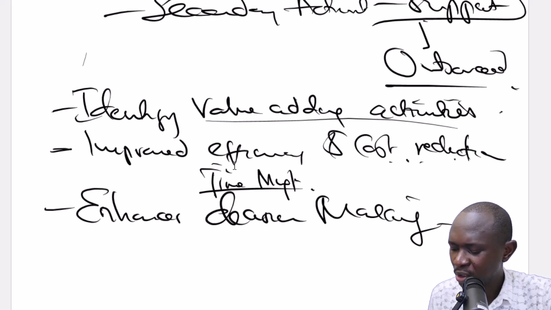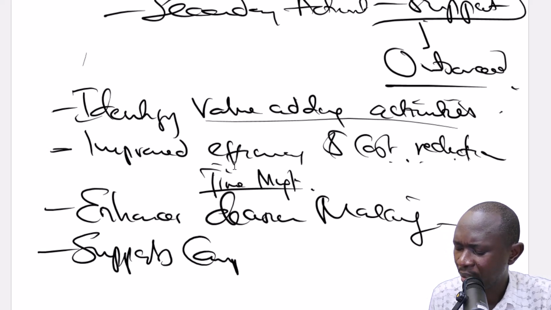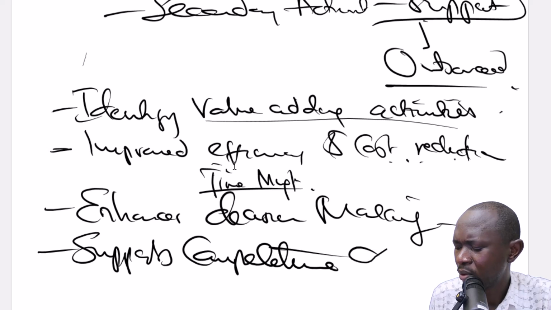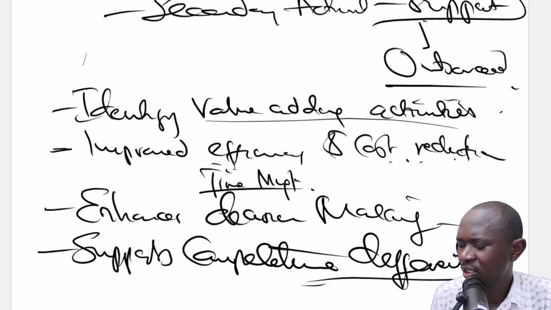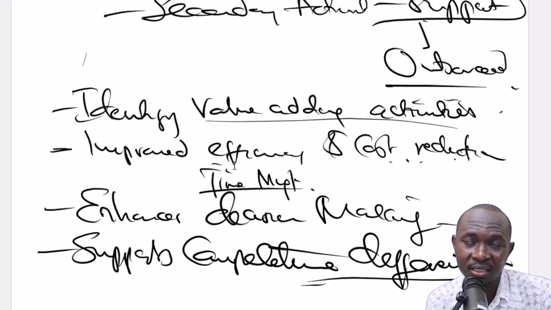It supports competitive differentiation. Differentiation is uniqueness, where we are likely to be unique because of the way we do our things.